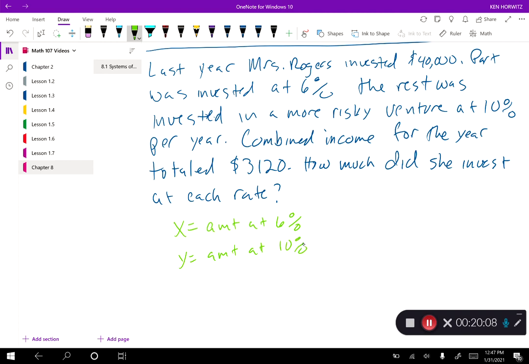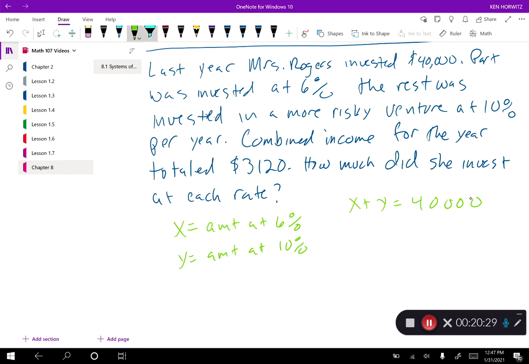So the first equation is pretty basic, right? We had $40,000 to invest, so I could say x plus y equals 40,000. I invested x at 6%, y at 10%, x plus y has got to equal $40,000. But now I need a second equation.